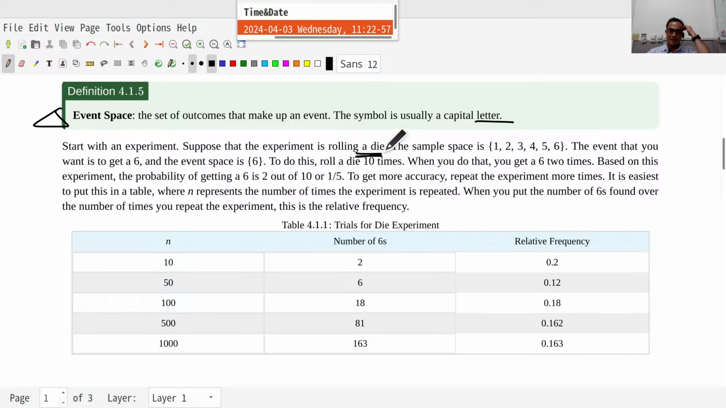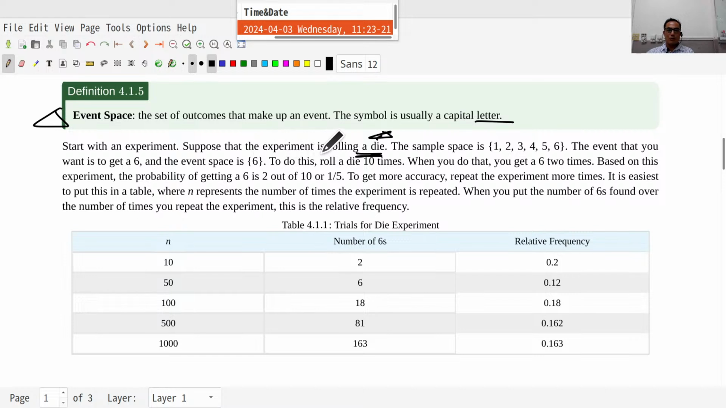Dice? We call it dice. Maybe dice is better. Okay. And the sample space is 1, 2, 3, 4, 5, 6. The event that you want to get a 6, and the event space is 6.